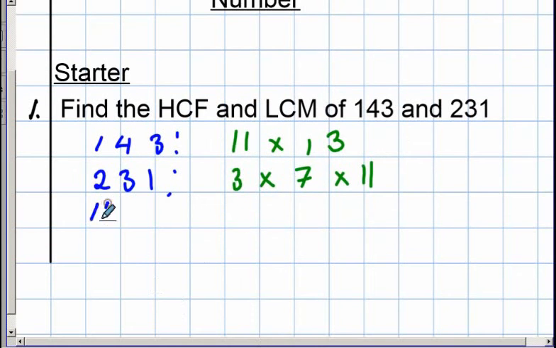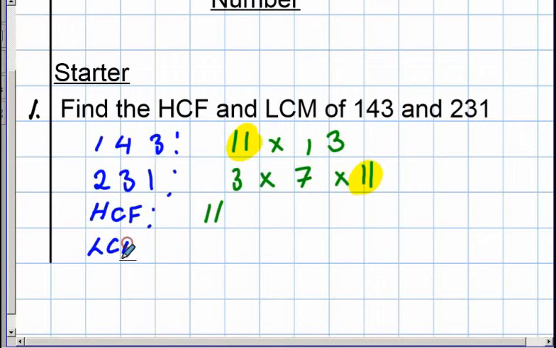Okay, now, first things first. What about the highest common factor? What we're trying to do is to find which of these prime factors they have in common. 143 has 11, and so has 231. They don't have any others in common. So the highest common factor of 143 and 231 is just 11.